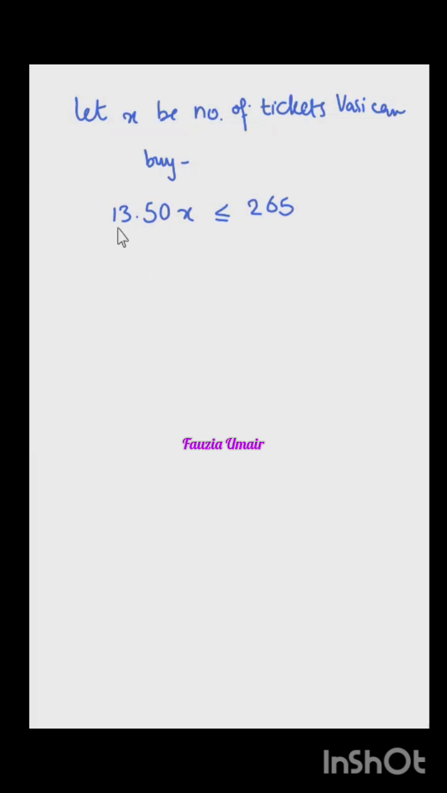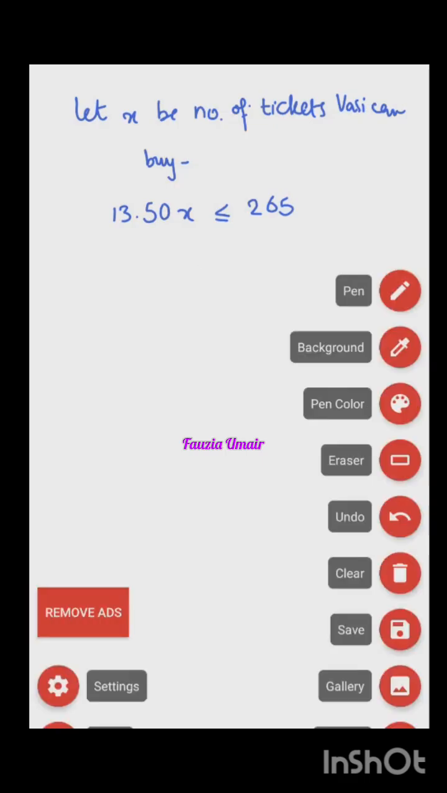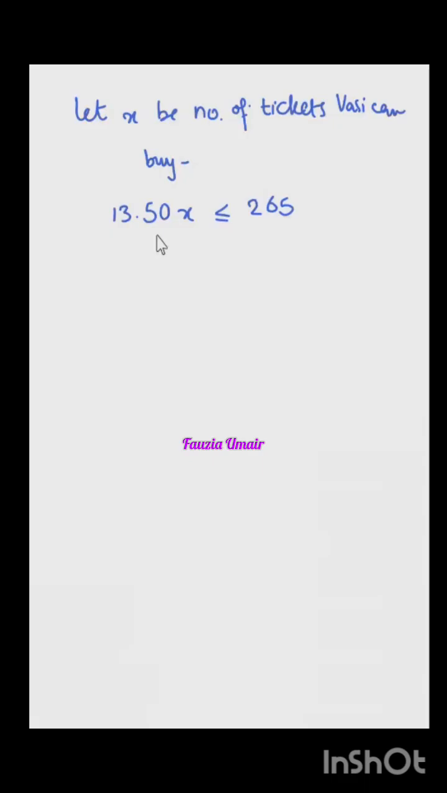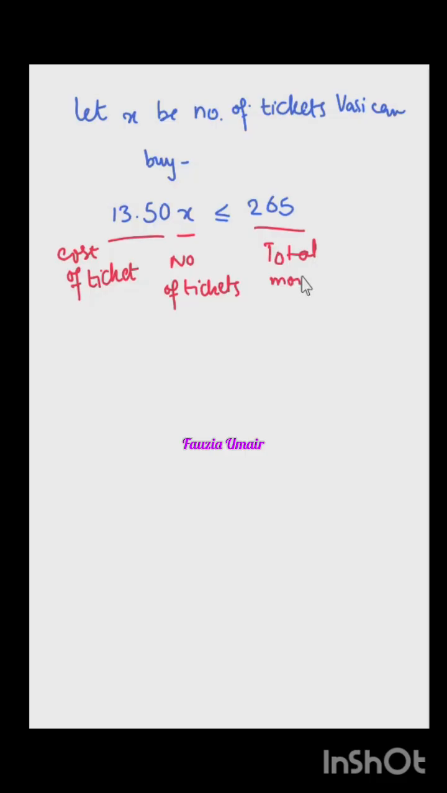Miss, can you repeat how you made this? All right. So 13.50 is basically the cost of the ticket on the weekend. X is what we have already assumed, the number of tickets he can buy. And this is the total money he's having. Okay, this is the situation right now.